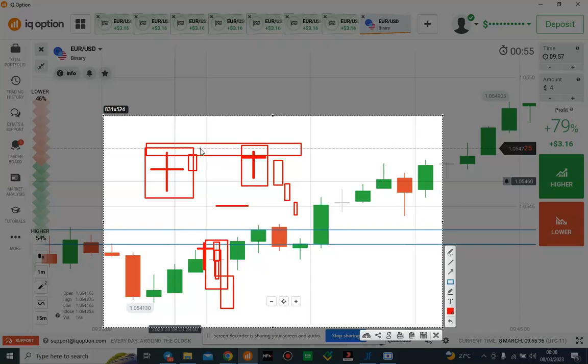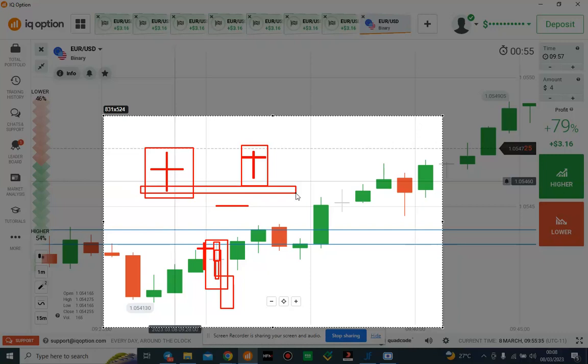This is going to continue the market. Or again, if this doji happen to occur, let's say this is support, and this doji happen to occur here, it's going to reverse the market. It's going to reverse the market.